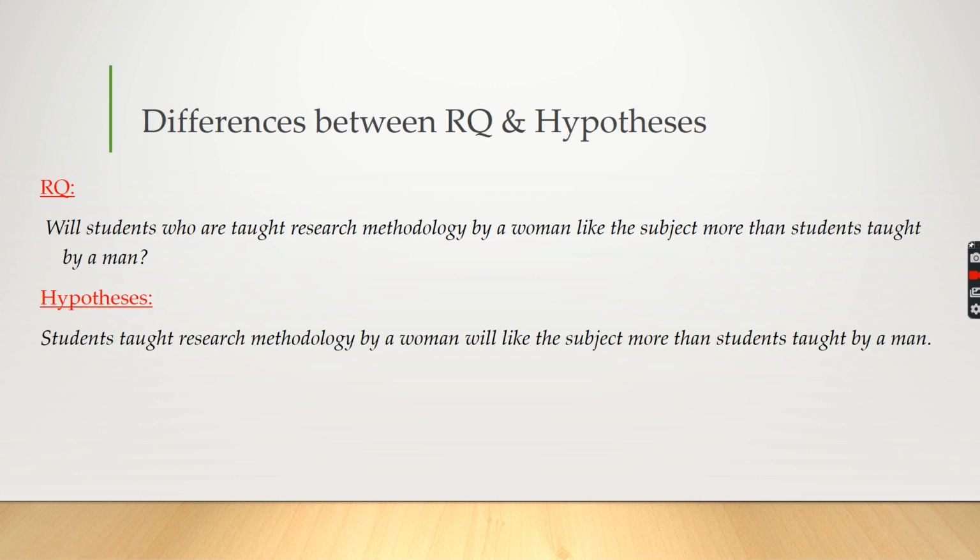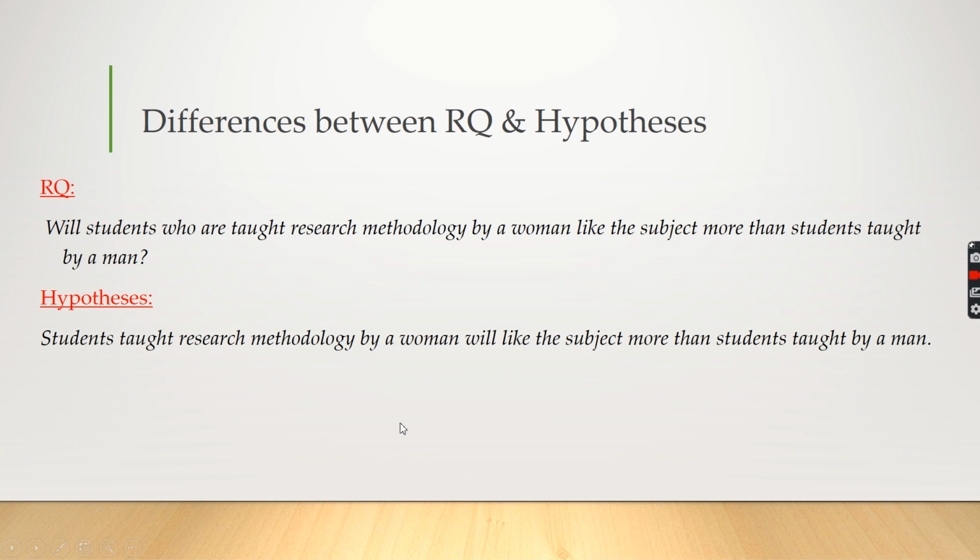Differences between research questions and hypotheses. You see there's a difference, right? The research question: do students who are taught research methodology by women like the subject more than students taught by men? Your hypothesis is a statement: students taught research methodology by women like this subject more than students taught by men. This is the outcome. It already outlines an outcome for the research.